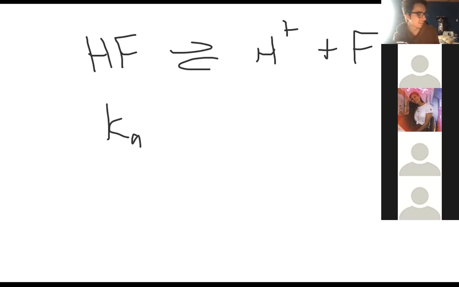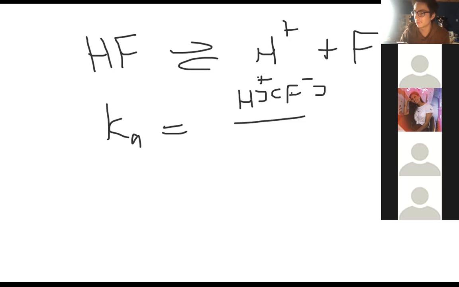Hydrofluoric acid kind of speaks for itself. We have products, in this case H+ and F minus in brackets, and on the bottom we have HF. So this is our Ka for hydrofluoric acid. Same as usual, pretty standard K stuff, so I won't go too into detail with that.